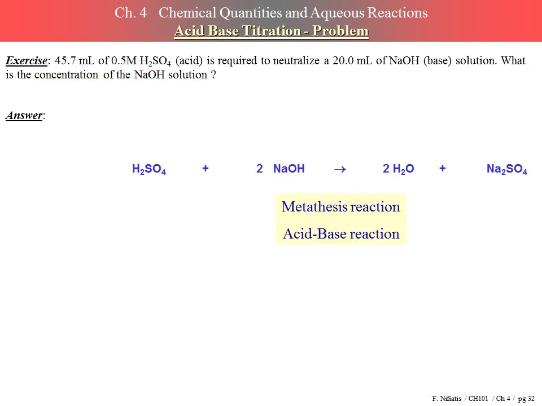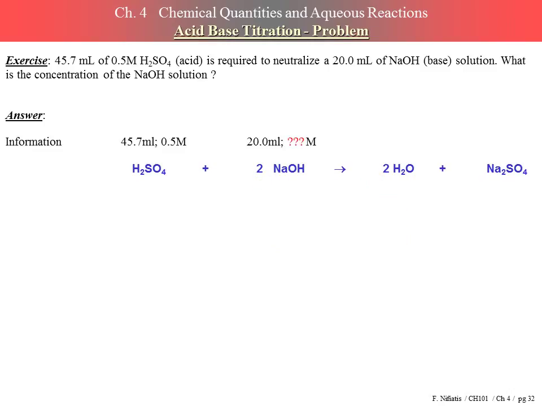Okay, here is the reaction. This is a metathesis reaction. It's going to give sodium sulfate and water, the proton with a hydroxide. Here it is. You will need to balance it. You have a 2 here and a 2 here. Place all the information that you know and the one that you don't know above the equation.